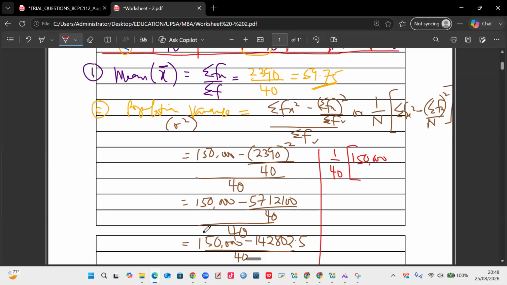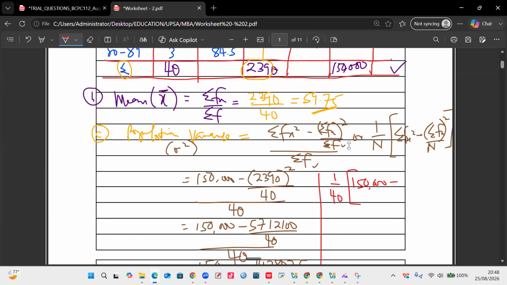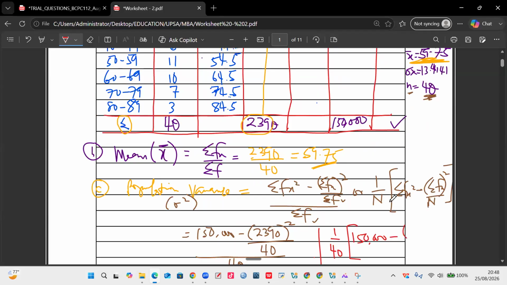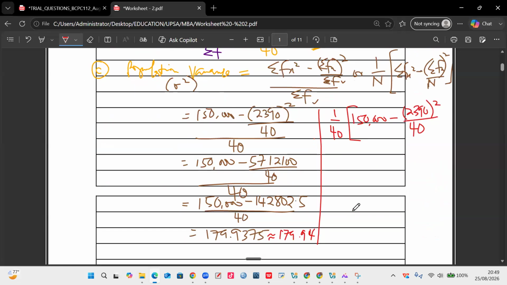Just in the event you see this. It should be 150,000 minus the sigma fx. The sigma fx squared is 150,000. Then the sigma fx. So open a bracket. Put the sigma fx, which is 2390 squared. Divide all by, what is the n? 40. Right? Are you good?